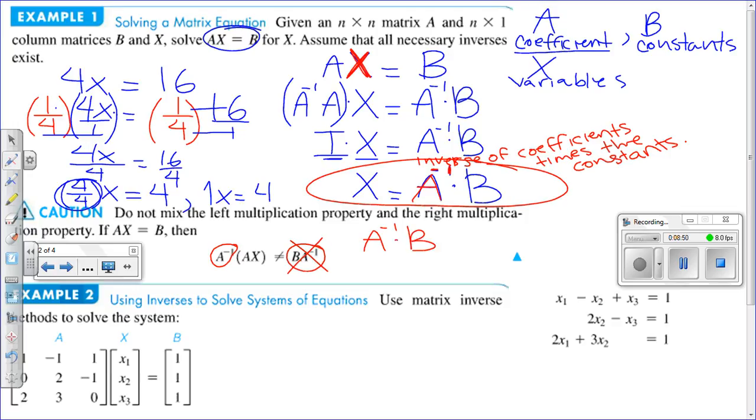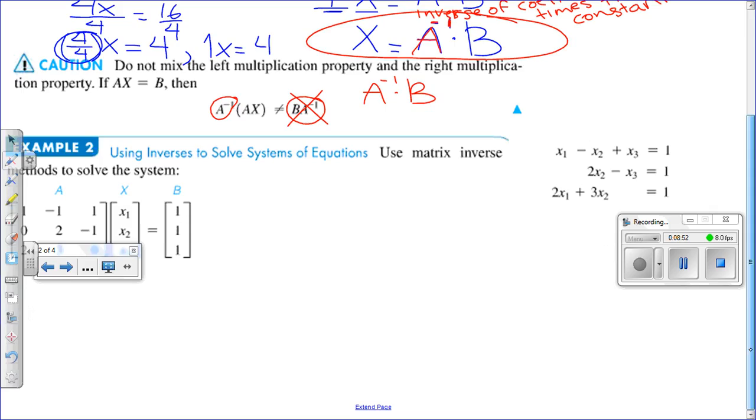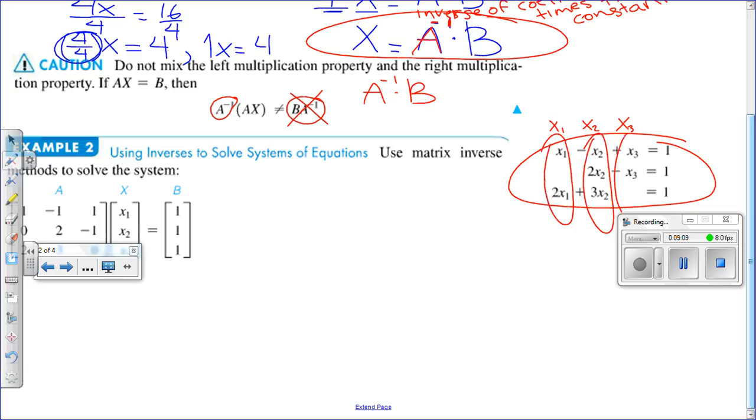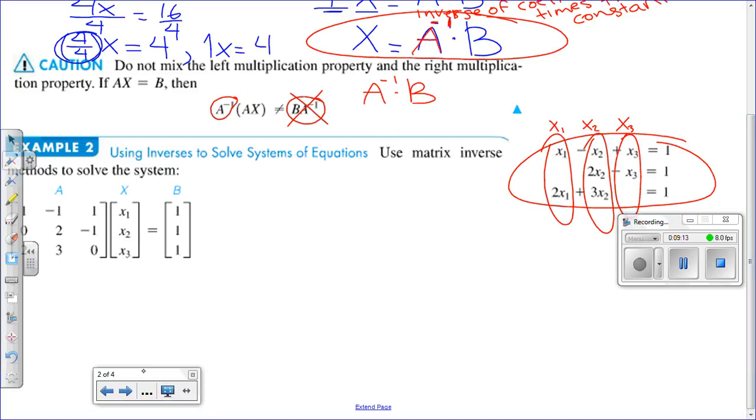Now let's see how this is done. So we have a system of equations here. And we don't have x, y, z. Instead, we have x sub 1, x sub 2, and x sub 3. So the first thing is to make sure that the system is written in order, meaning you have one column that is all x sub 1, the other column is all x sub 2, the other column is all x sub 3. So we construct the coefficient matrix, which is what you see here, matrix A.